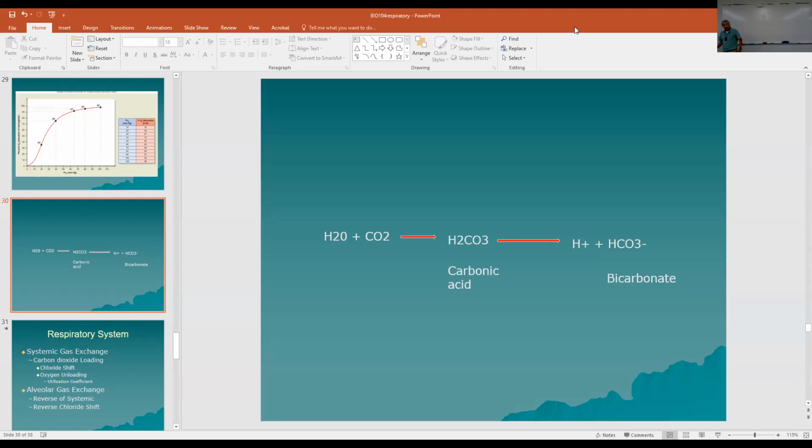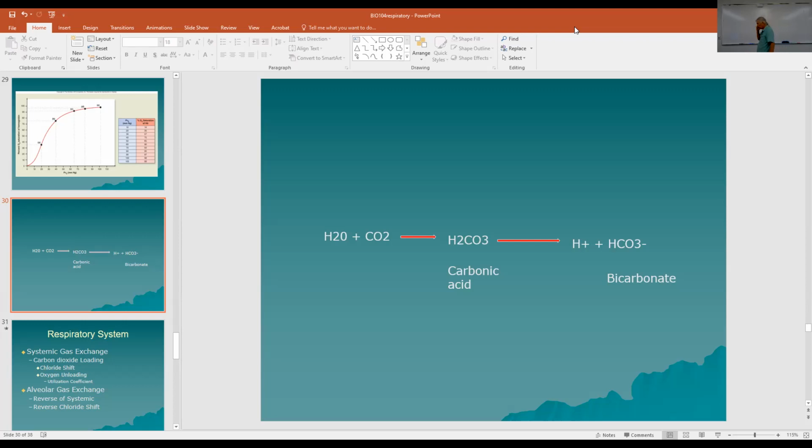Okay, we're back. Here is a slide I just made. I call this the ubiquitous equation because you're going to see it over and over and over again in subsequent chapters. You can see it in the digestive chapter, in the renal chapter, in fluids and electrolytes. This is how CO2 is related to pH, and also the major way CO2 is carried in the blood.